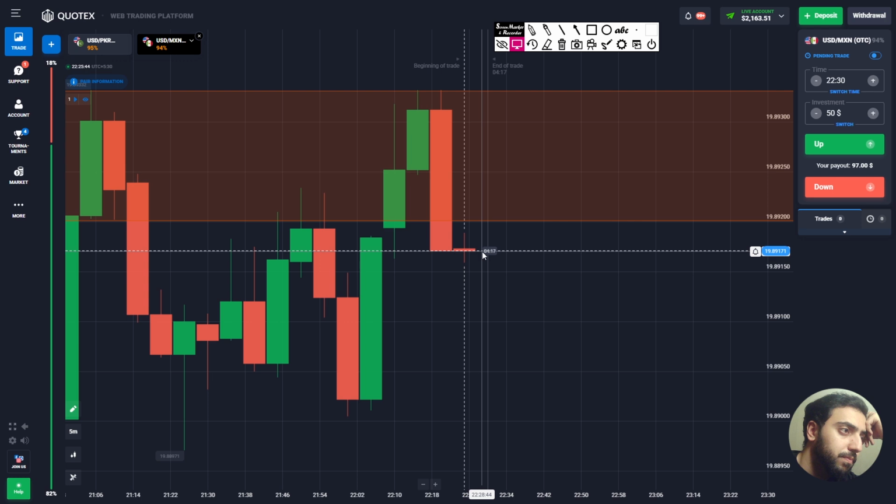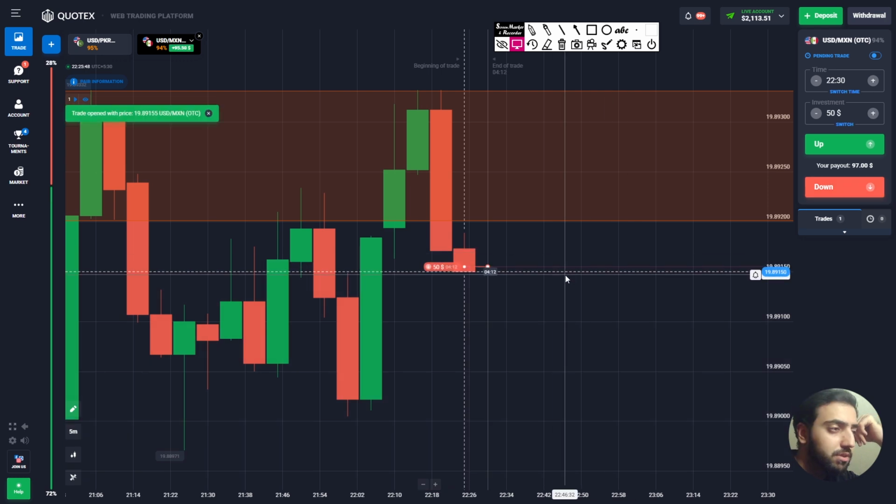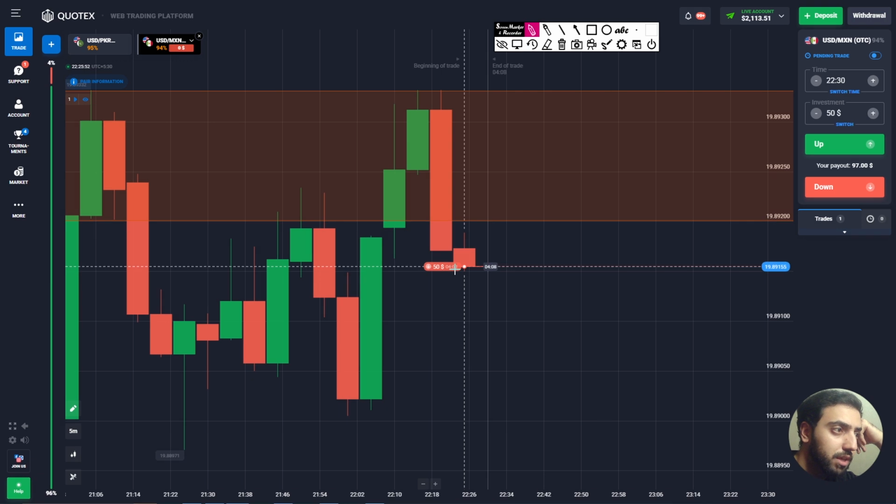So guys, I'm taking this trade because of this candle's behavior. The candle came up and then is going down. So there's a huge chance that this will go towards these levels. So let's see.